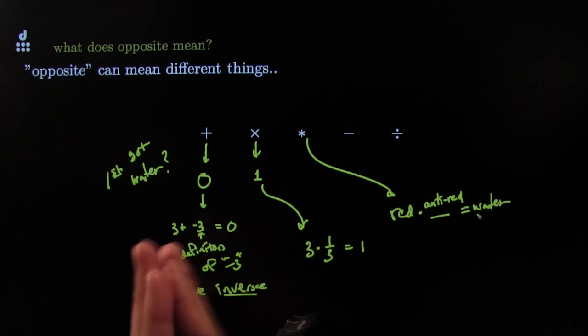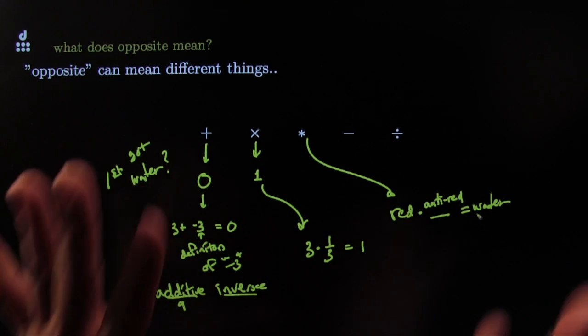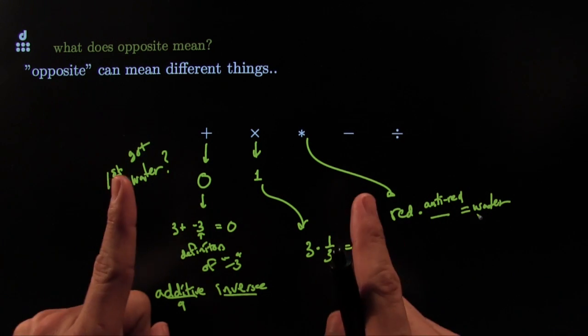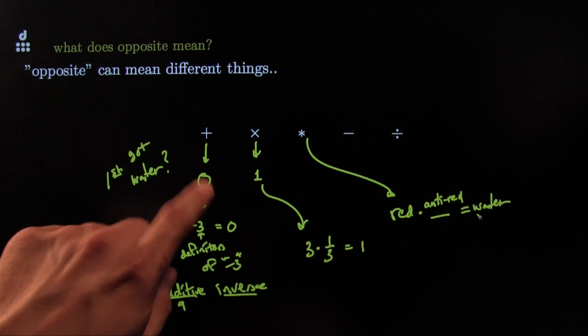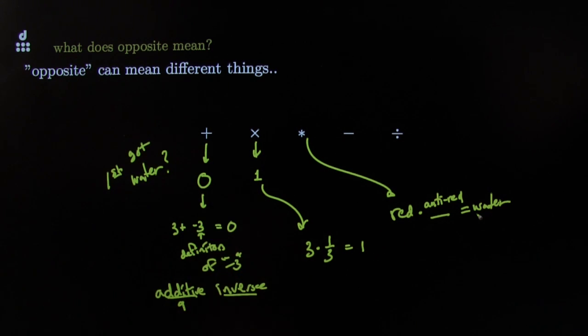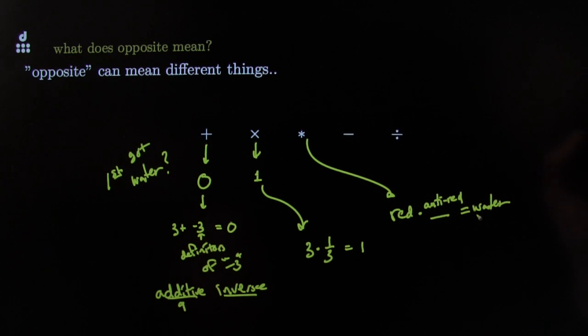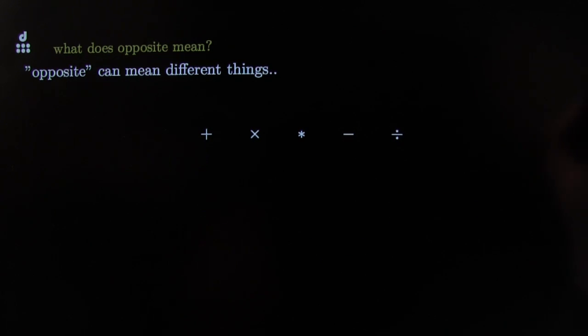That's the idea. They kill each other and give you water. Said more professionally, two things are inverses if their operation gives you the operation identity. Okay, the identity is the water element. Okay, so let's summarize this.